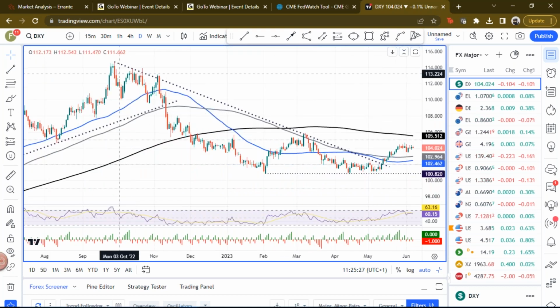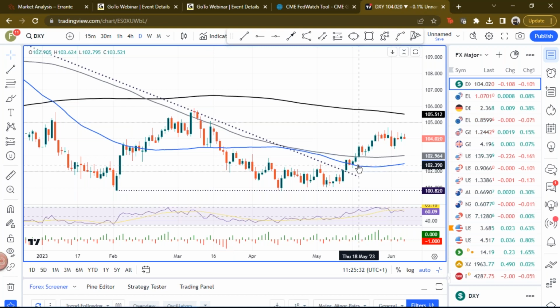So the break of that long-term trend line resistance, and then moving above a few long-term moving averages, the 50-day and the 100-day moving average, which is now at 102.96, just below 103. Near-term support is probably the recent lows at 103.38, and then the near-term highs at 104.69. So we're tracking in the middle of that range, needing a catalyst really to break higher or lower.